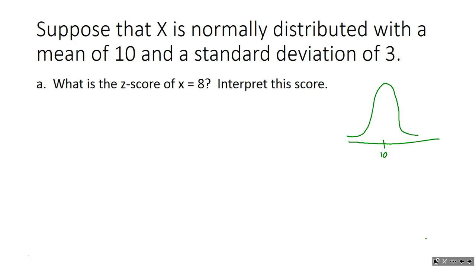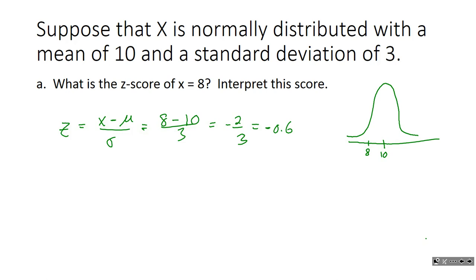Well, the formula for z is x minus mu, our mean, over sigma, our standard deviation. So let's plug in the information that is known to us. We're saying suppose x is 8, so that would be right here in the picture. So it's 8 minus 10 over 3. The 10 and the 3 are given in the statement at the top of the page. Well, this would equal negative 2 over 3. If we convert to a decimal, it would be negative 0.6.